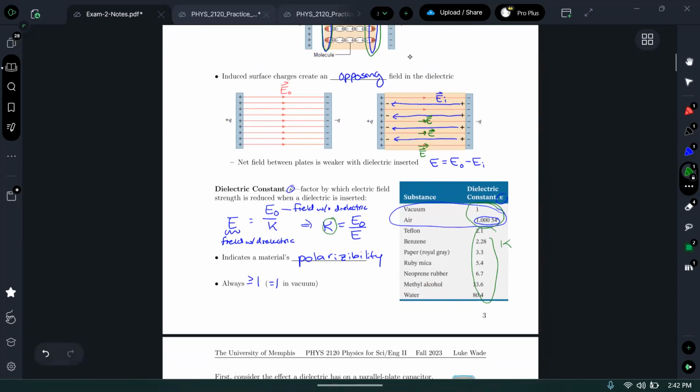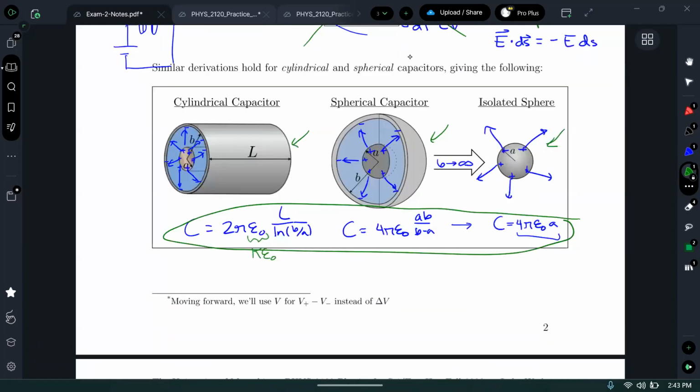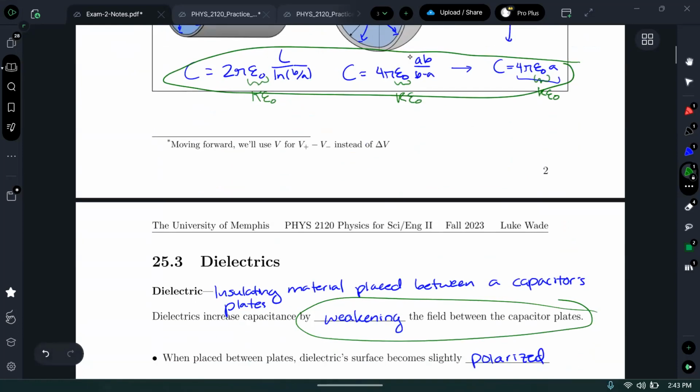And we know that in order to do that, if, say, we're looking at a cylindrical capacitor, this does not have kappa in it. All we have to do is replace epsilon zero with kappa epsilon zero. Similar here, and then similar here, and also for the parallel plate capacitor, but that actually gets written out explicitly a little bit later. So I had a question.